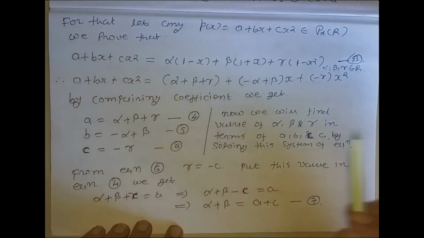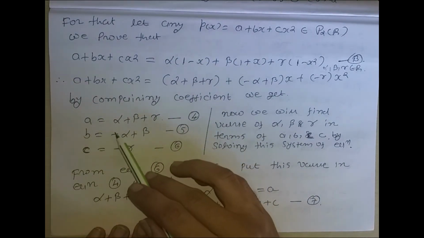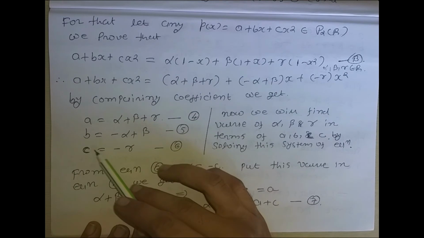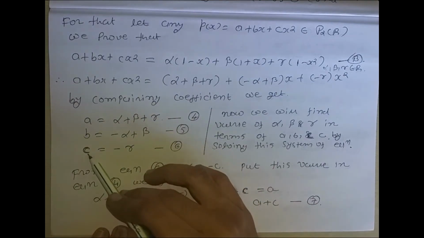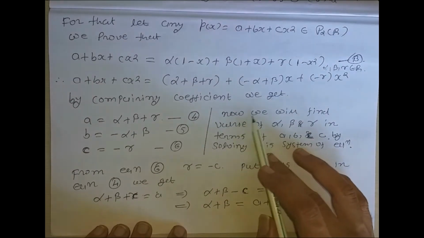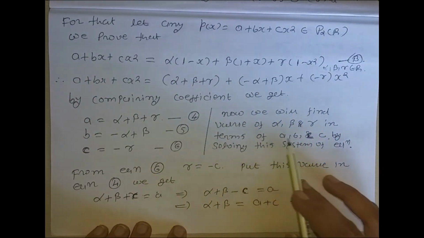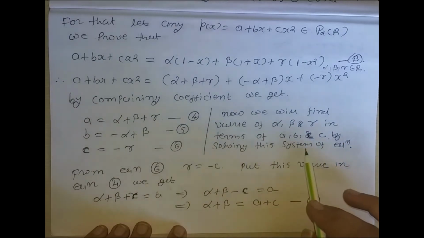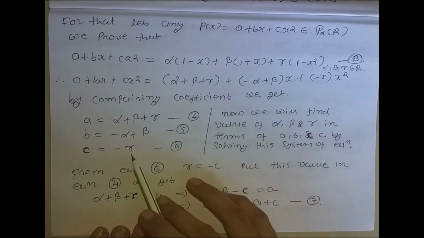By comparing the coefficients on both sides we get alpha plus beta plus gamma is equal to a, b is equal to minus alpha plus beta, and c is equal to minus gamma. Now gamma is already in terms of a, b, c, so gamma is equal to minus c. What are we doing now? We will find the values of alpha, beta, gamma in terms of a, b and c by solving this system of equations.